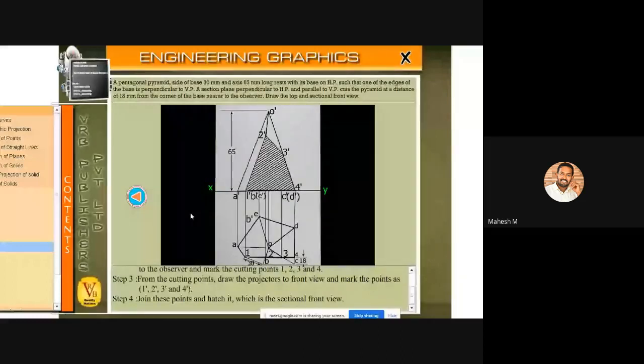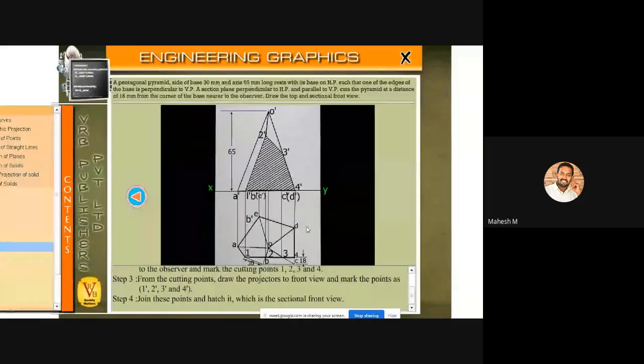And now here the condition is that the section plane is parallel to VP. So if you receive a parallel section plane, then you don't have to draw the true shape. If it is parallel to HP or else parallel to VP, you don't have to draw the true shape because the true shape is available in the front view itself. So this particular hatched profile is the true shape. Okay, so you don't have to draw the true shape separately.